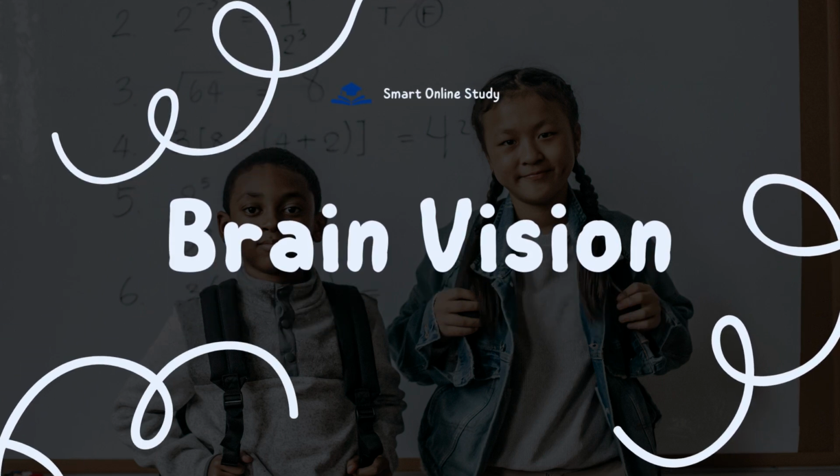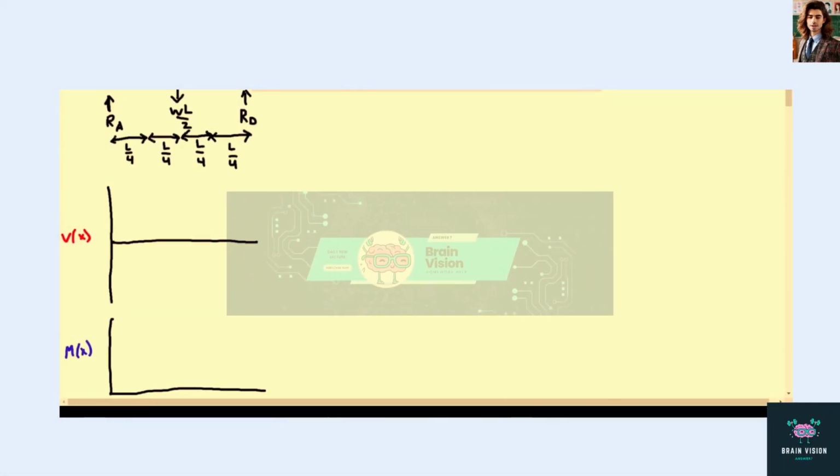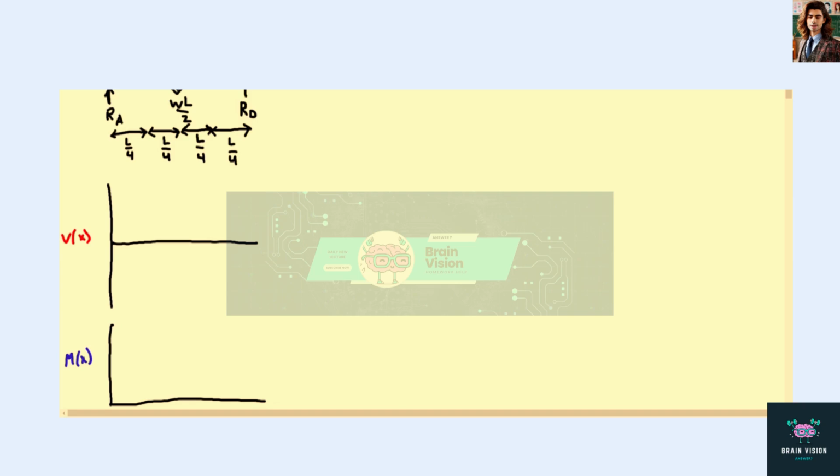Welcome to Brain Vision. In this problem, we're given a simply supported beam AD with a uniformly distributed load W, and we're asked to draw the shear and bending moment diagrams and find the maximum magnitude of the shear and the bending moment. So, looking at a free body diagram, we have three forces. We have the reaction force at support A, reaction at D, and resultant force from our uniform load.